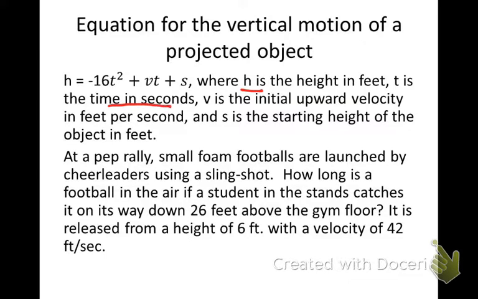T is the time in seconds. V is the initial upward velocity, so how fast it's going when you first throw it or shoot it out or whatever. And s is the starting height of the object in feet.